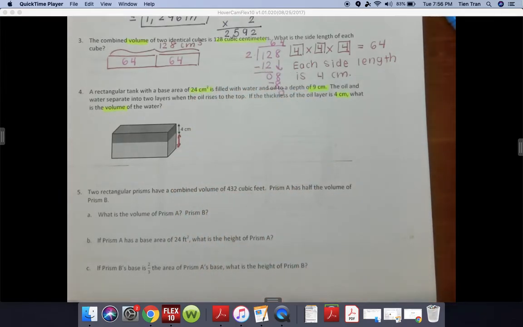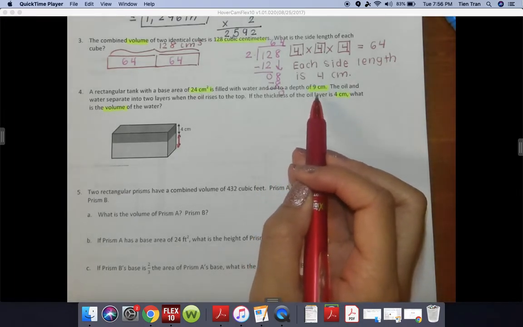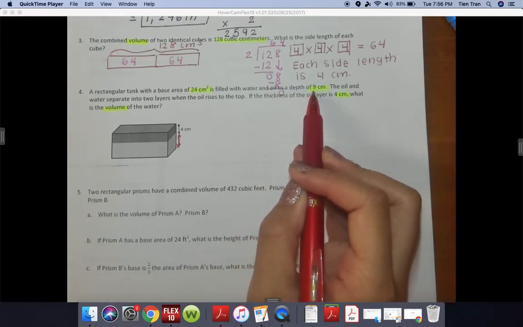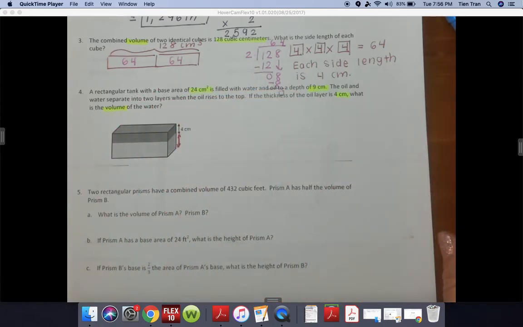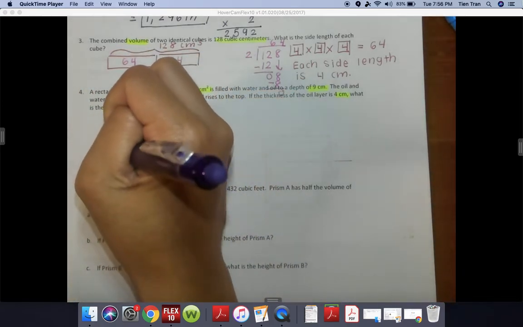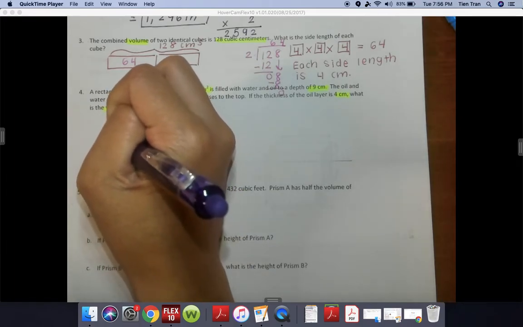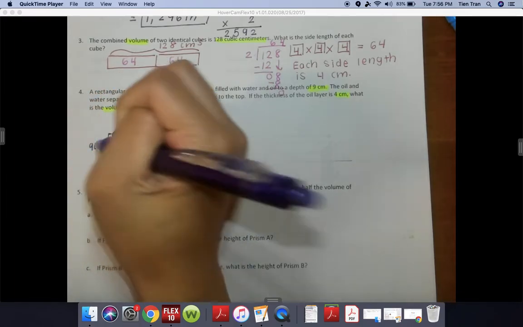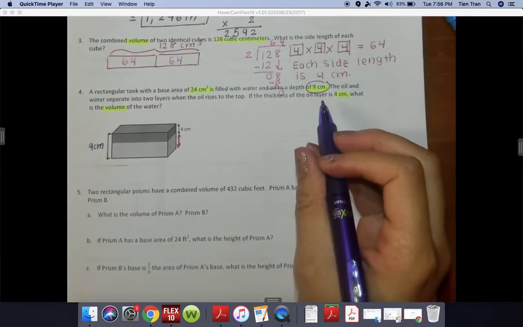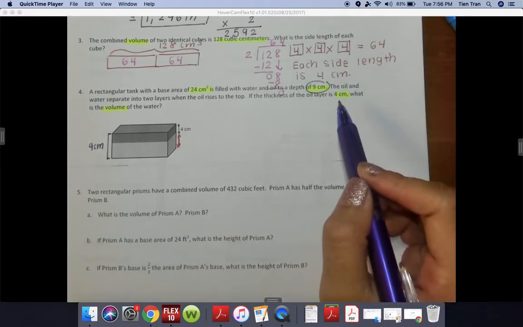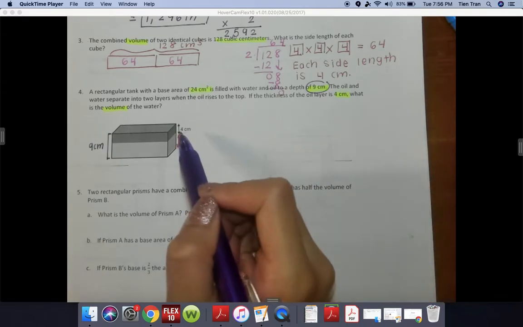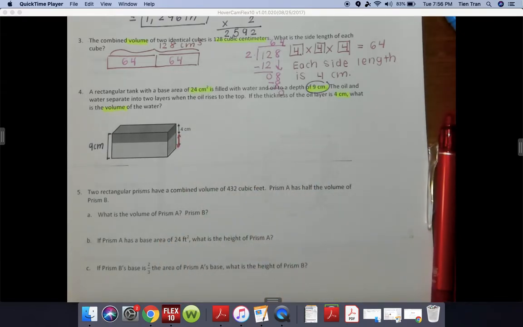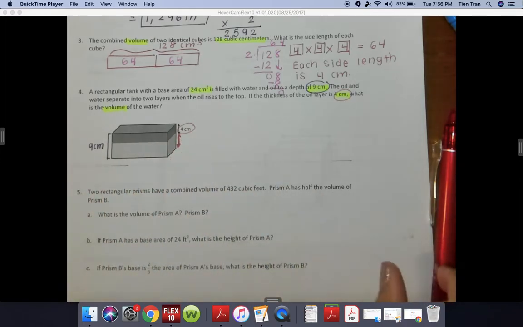So the height for that one right there is going to be, well, it tells me right here that the depth is 9 centimeters. So that means that this entirety of it all is going to be 9 centimeters. And that's where I'm getting 9 centimeters from. And then it tells me that it is 4 centimeters, and that's already given, so I don't really need that one again. Okay, and then we know that 9 minus 4 is equal to 5. So that's going to be 5.